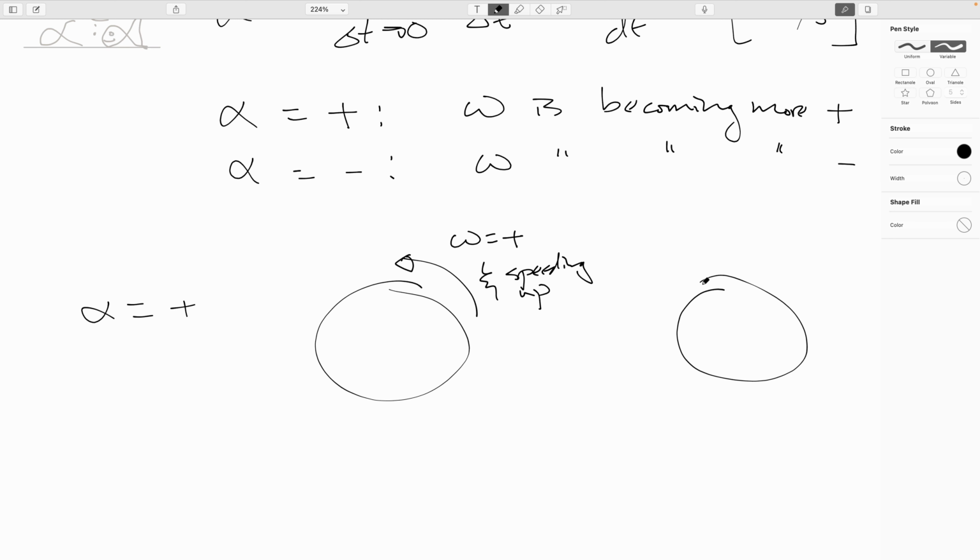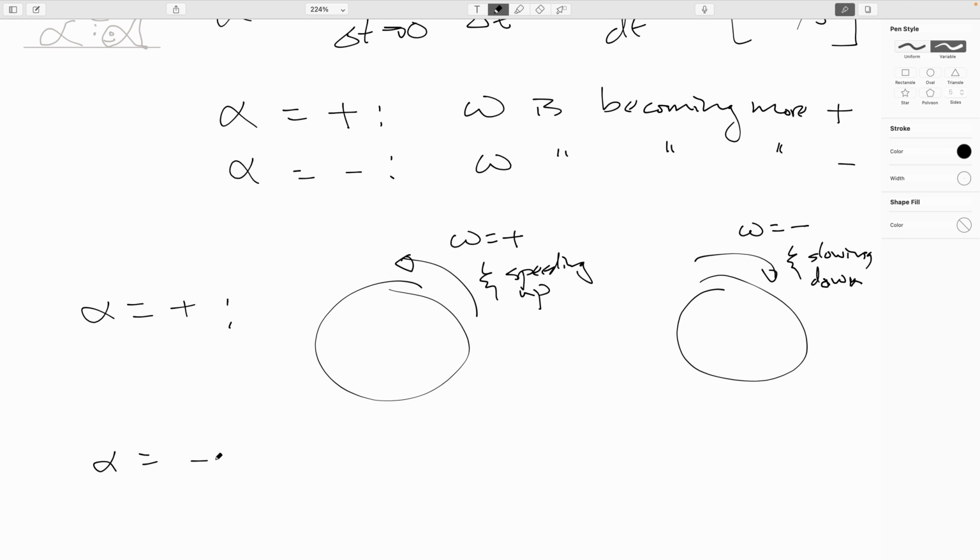However, the other possibility would be that it's rotating clockwise, which would make the angular velocity negative. But if it's slowing down, then that means that the angular velocity is becoming more positive. You start out with a bigger negative number, you end up with a smaller negative number. That is a positive change to the angular velocity. So either of these cases are possible if the angular acceleration is positive.